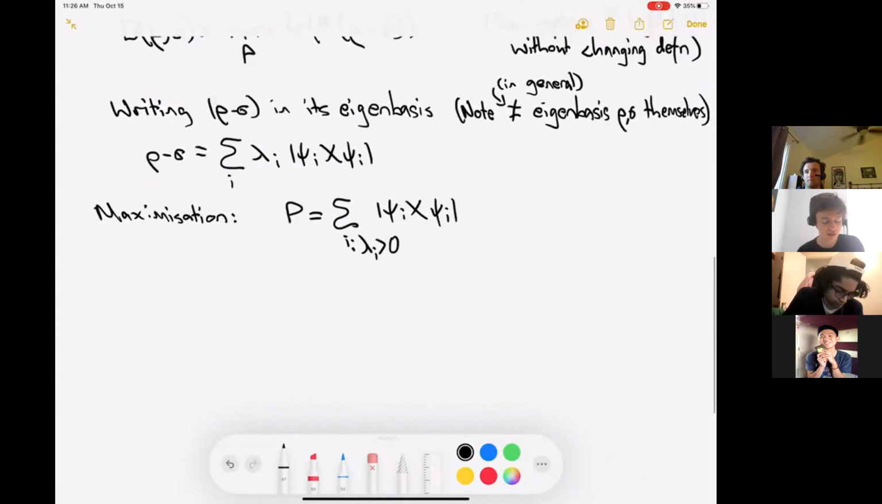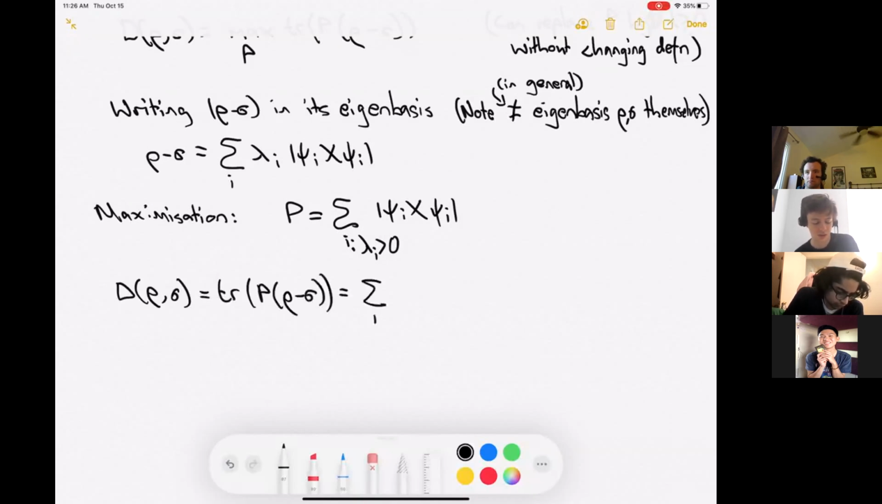So what does that mean? It means D of rho, sigma equals just the trace of P times (rho minus sigma). But that's just equal to the sum over the positive eigenvalues of rho minus sigma.